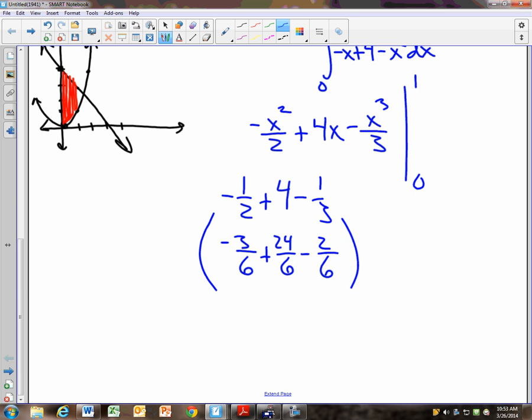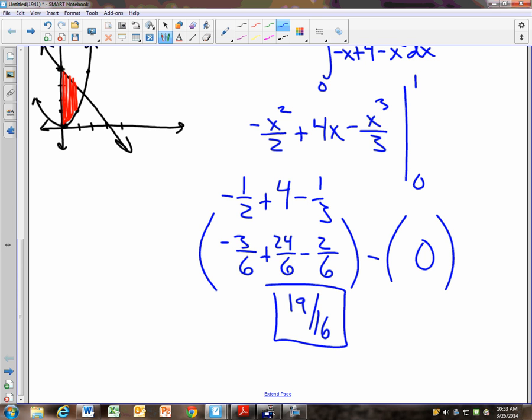Right, you're right. Minus 0. I should write that. Okay, there you go, 0 on the bottom. So we got negative 3 and 24 makes 21. And then negative 2 makes 19. So 19/6.